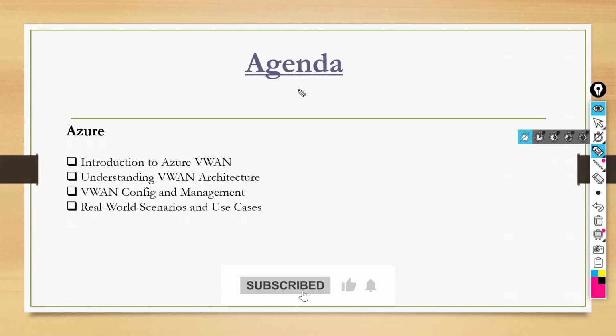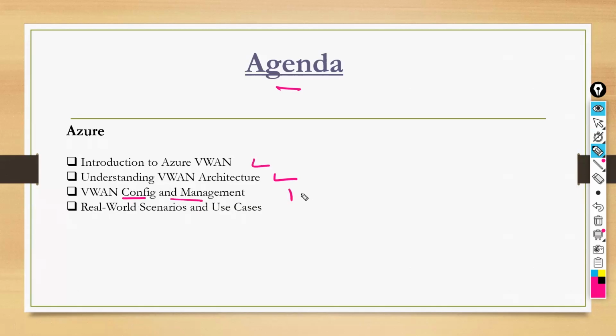So for today's agenda, we are going to see what Azure VWAN is, and what it means to have Azure VWAN in place in your organization. What is the architecture of VWAN? Then we will see the configuration and management of VWAN as well. We are going to configure point to site using VWAN, and test our connectivity from the external world or within the Azure environment.